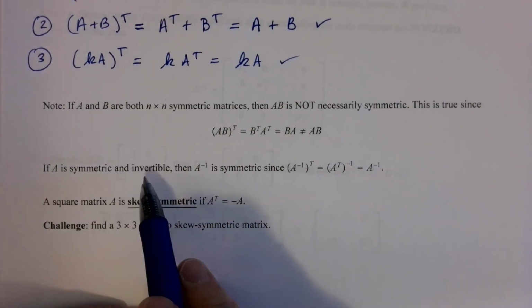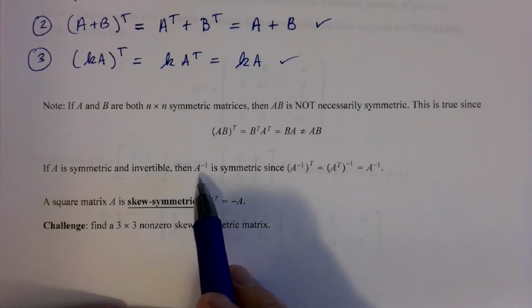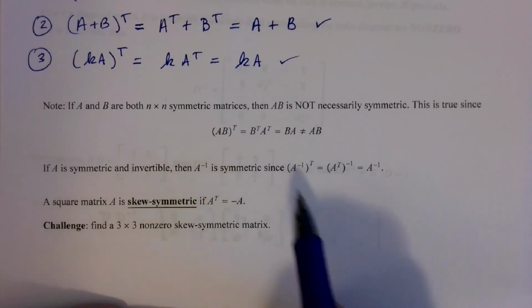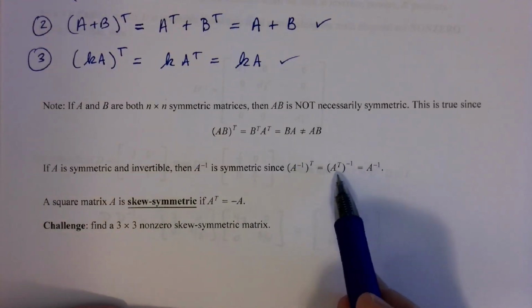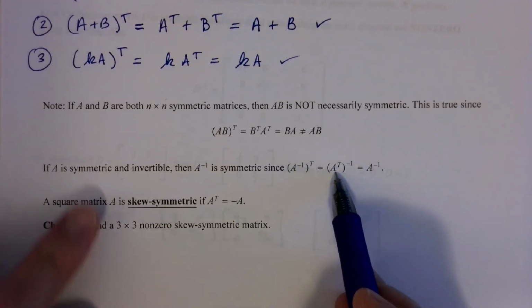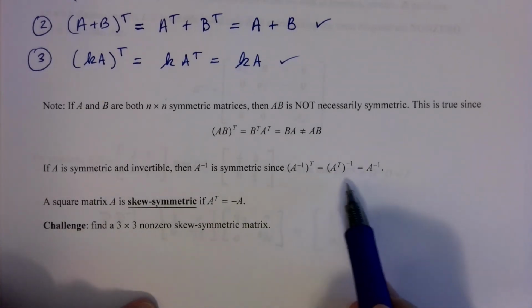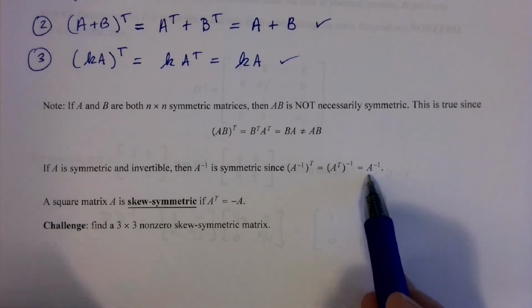If A is symmetric and invertible, then its inverse is symmetric, since A inverse transpose, you remember, is the same as A transpose inverse. But A transpose, since A is symmetric, is the same as A, and so we get the proof. A inverse transpose is A inverse.